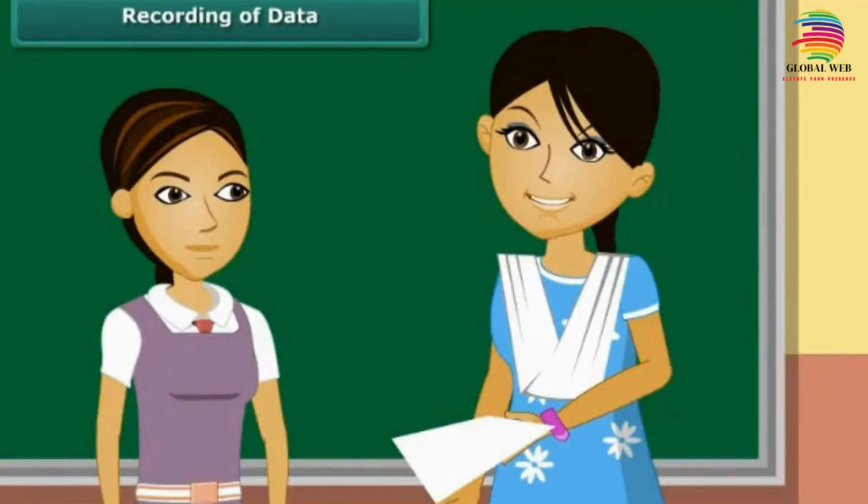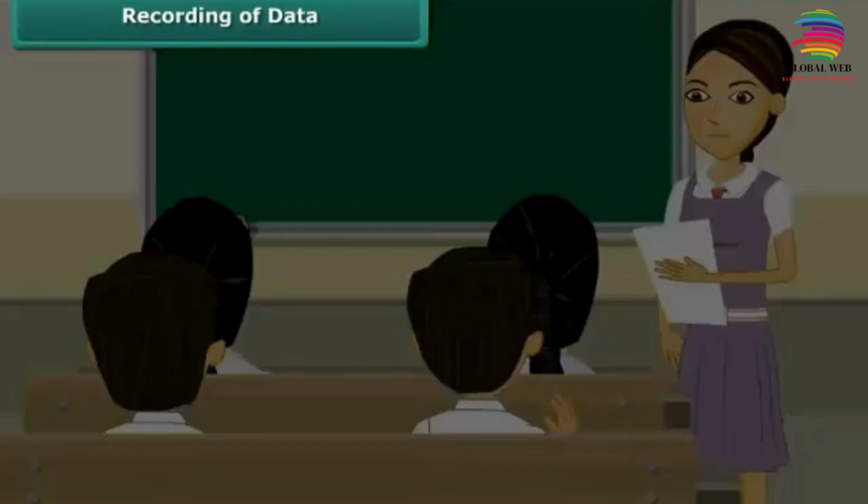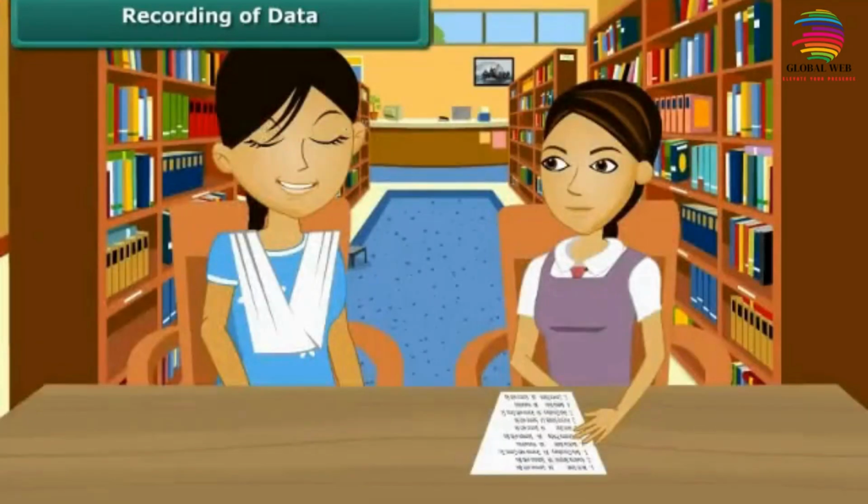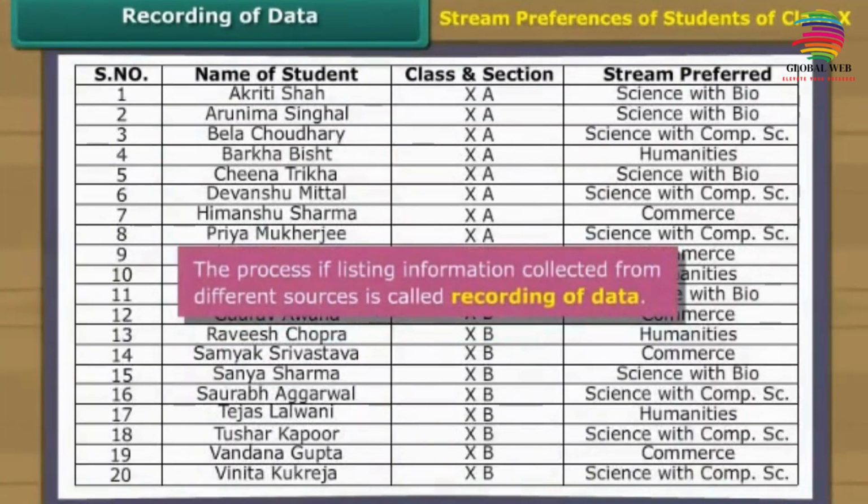Recording of data. Mrs. Sandeep is the academic in charge. She has assigned Sheetal the task of writing the stream preference of all class 10 students. Sheetal collects all requisite details, summarizes them in a single sheet, places it in a file, and hands the file over to the academic in charge. The process of listing information collected from different sources is called recording of data.